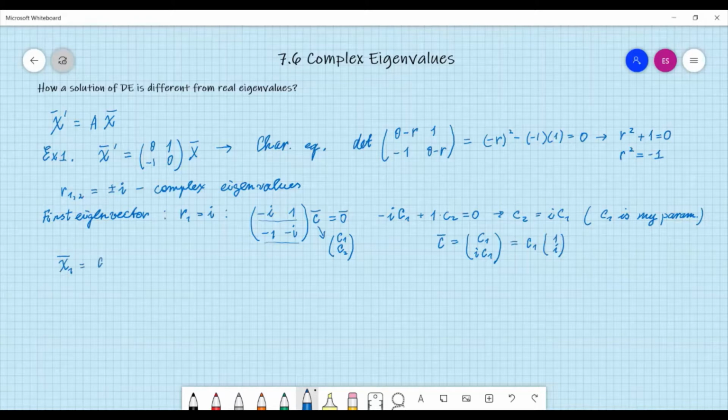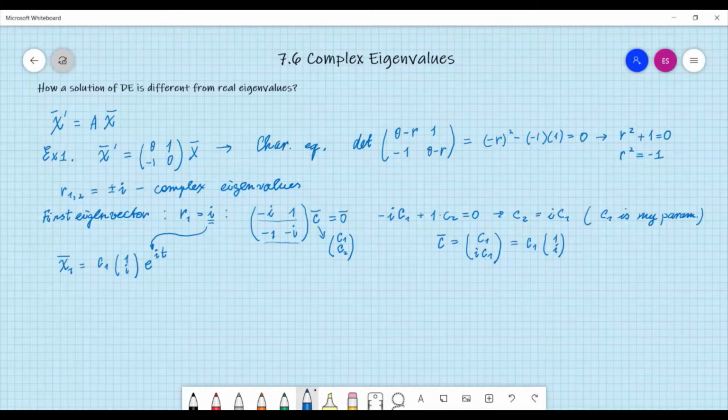And that's going to be what? C1 times (1, i), and I have to multiply it by e to the power of i t, right? Why is it i? Because of this i, that's my eigenvalue. Normally it's supposed to be rt, but because my r is equal to i, I'm going to put i over here.